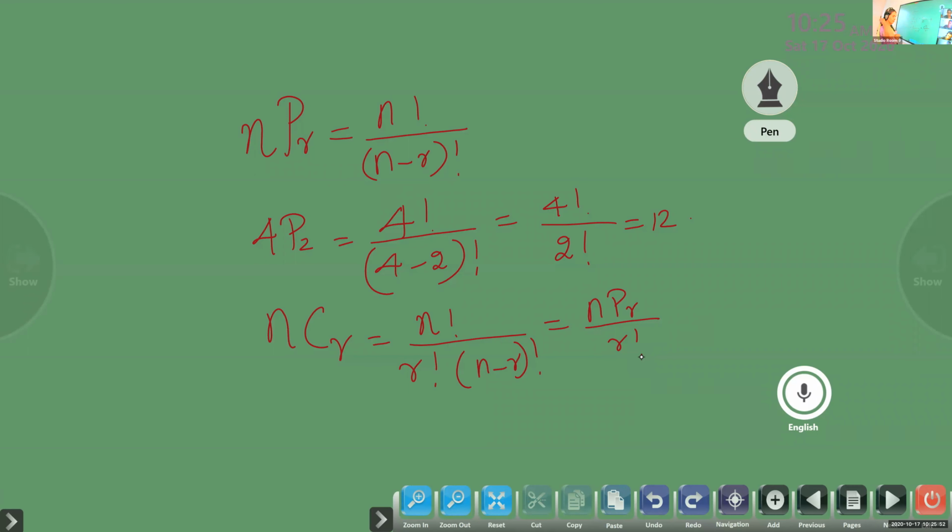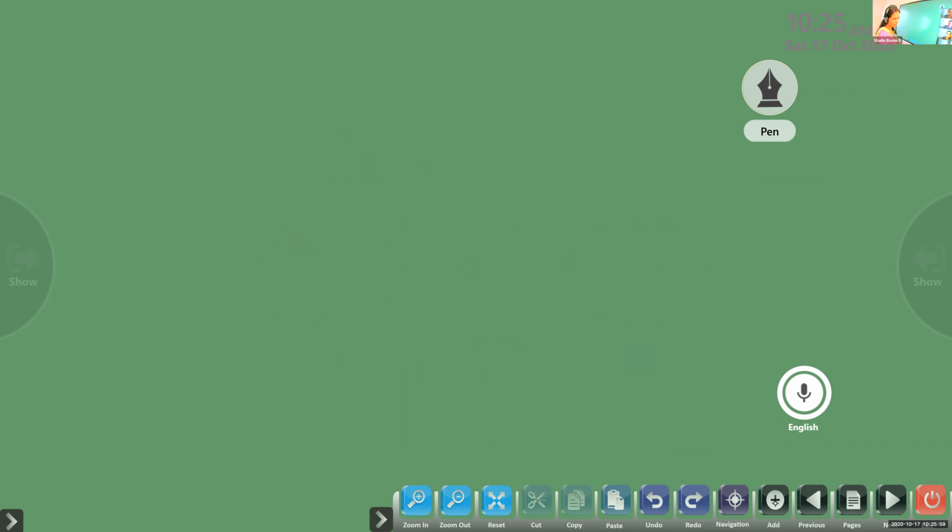Okay, these are the cases when the objects are distinct. And then we started with arranging the letters of the word. Okay, write the question. Find the number of permutations of the letters of the word Kerala.